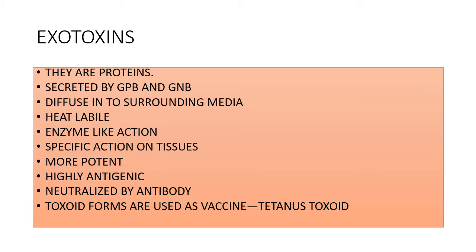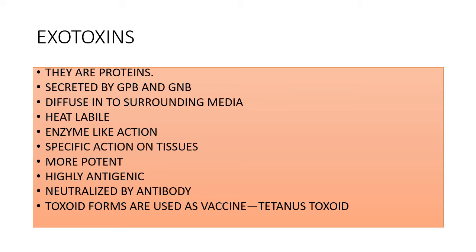Endotoxins are lipopolysaccharides, but exotoxins are proteins. Endotoxins are released by lysis, but exotoxins are secreted by the gram-positive bacilli as well as the gram-negative bacilli. They diffuse into the surrounding media. Exotoxins are heat labile, have enzyme-like action and have specific action on the tissues, whereas endotoxins are not tissue specific. Here it is more potent. Just a little amount of toxin can produce devastating effects, and it is highly antigenic.